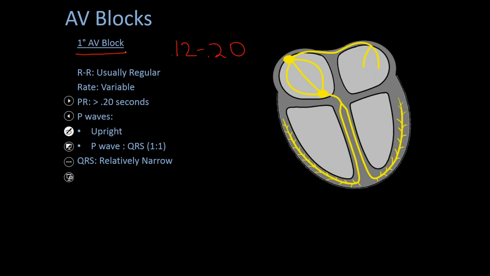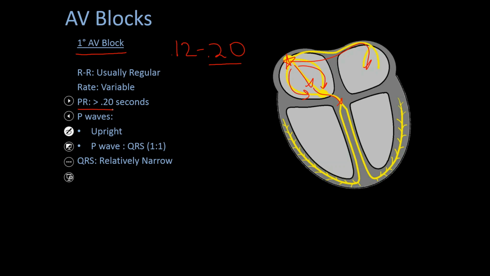In first-degree AV block, everything happens normally. You're in sinus rhythm, atria is being depolarized. However, the delay through the AV node exceeds 0.20. So the PR is greater than 0.20 seconds.